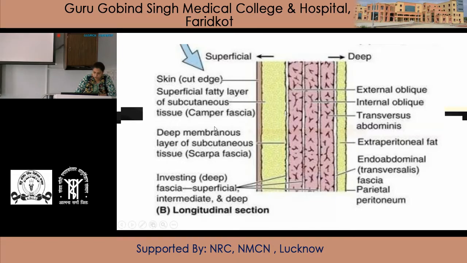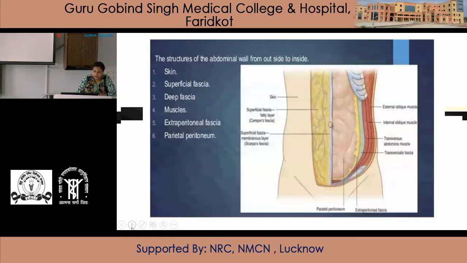So these are the layers one by one: skin, superficial fascia, deep fascia, muscular layer, extraperitoneal fat, and parietal peritoneum. The structure of the abdominal wall from outside to inside is the skin, superficial fascia, deep fascia, muscle, extraperitoneal fascia, and parietal peritoneum. Here is the skin, then deep to the skin there is the superficial fascia.